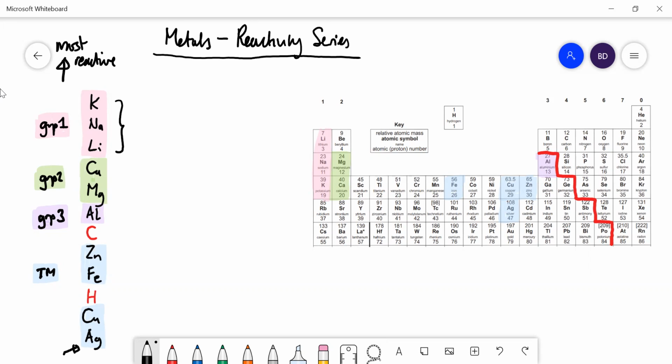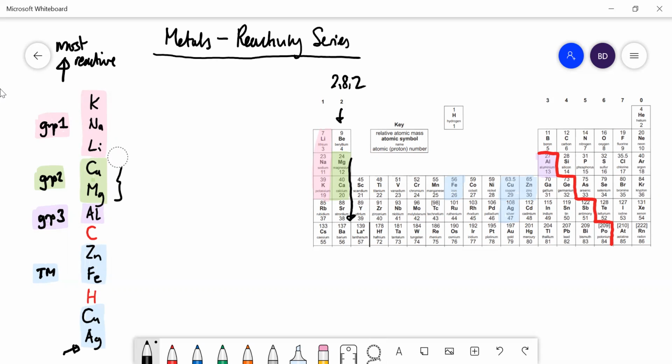Now we get a similar pattern occurring with the group 2 metals here, and we only need to know about calcium and magnesium. They're not quite as reactive as the group 1 metals, so magnesium is 2,8,2. So it wants to lose 2 electrons. It's a bit harder to lose 2 than to lose 1, so it's slightly less reactive. But the reactivity also increases as you go down the group, as the electrons get further from the nucleus. So that makes calcium more reactive than magnesium.